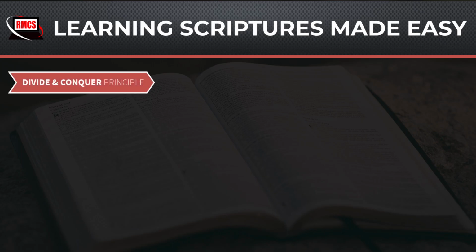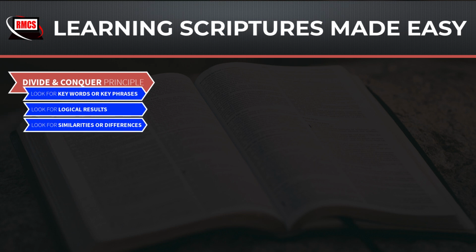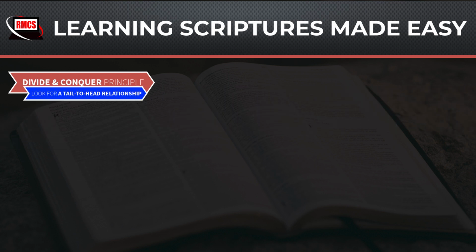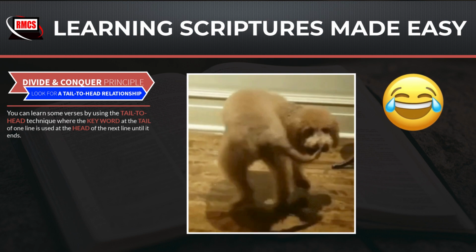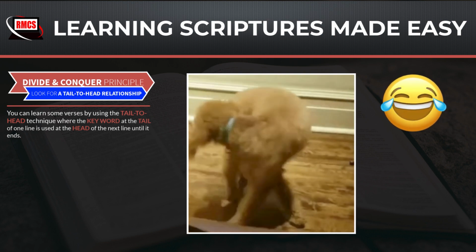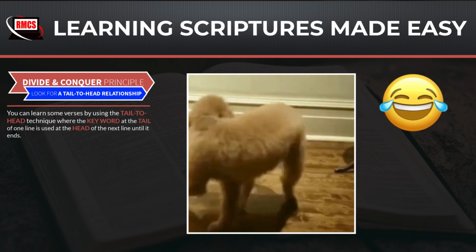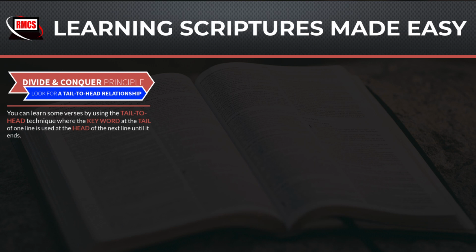Now that we've looked at the following three techniques, let's look at another technique in the divide and conquer principle called look for a tail to head relationship. You can learn some verses by using the tail to head technique, where a keyword at the tail of one line is used at the head of the next line until it ends. Let's look at an example.